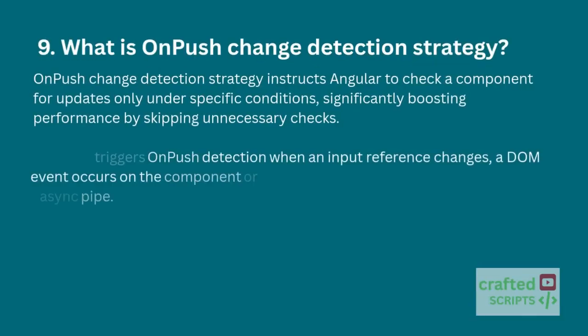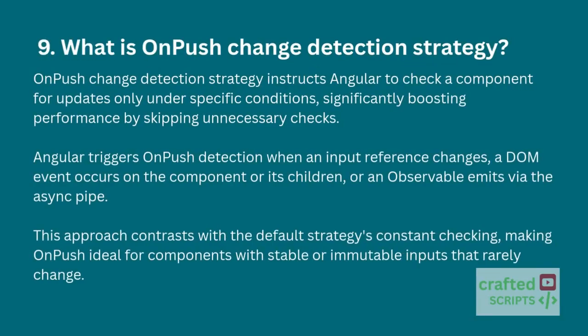Question number 9. What is OnPush change detection strategy? OnPush change detection strategy instructs Angular to check a component for updates only under specific conditions, significantly boosting performance by skipping unnecessary checks. Angular triggers OnPush detection when an input reference changes, a DOM event occurs on the component or its children, or an observable emits via the async pipe.